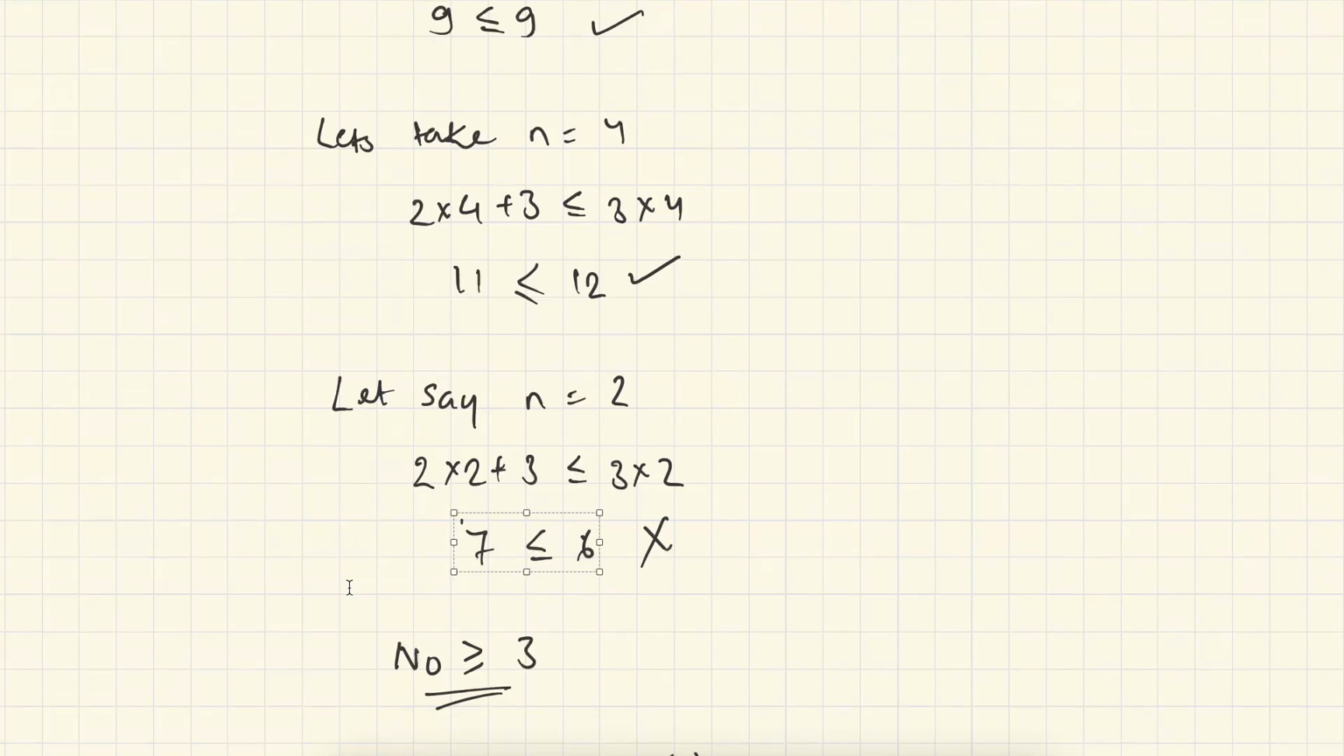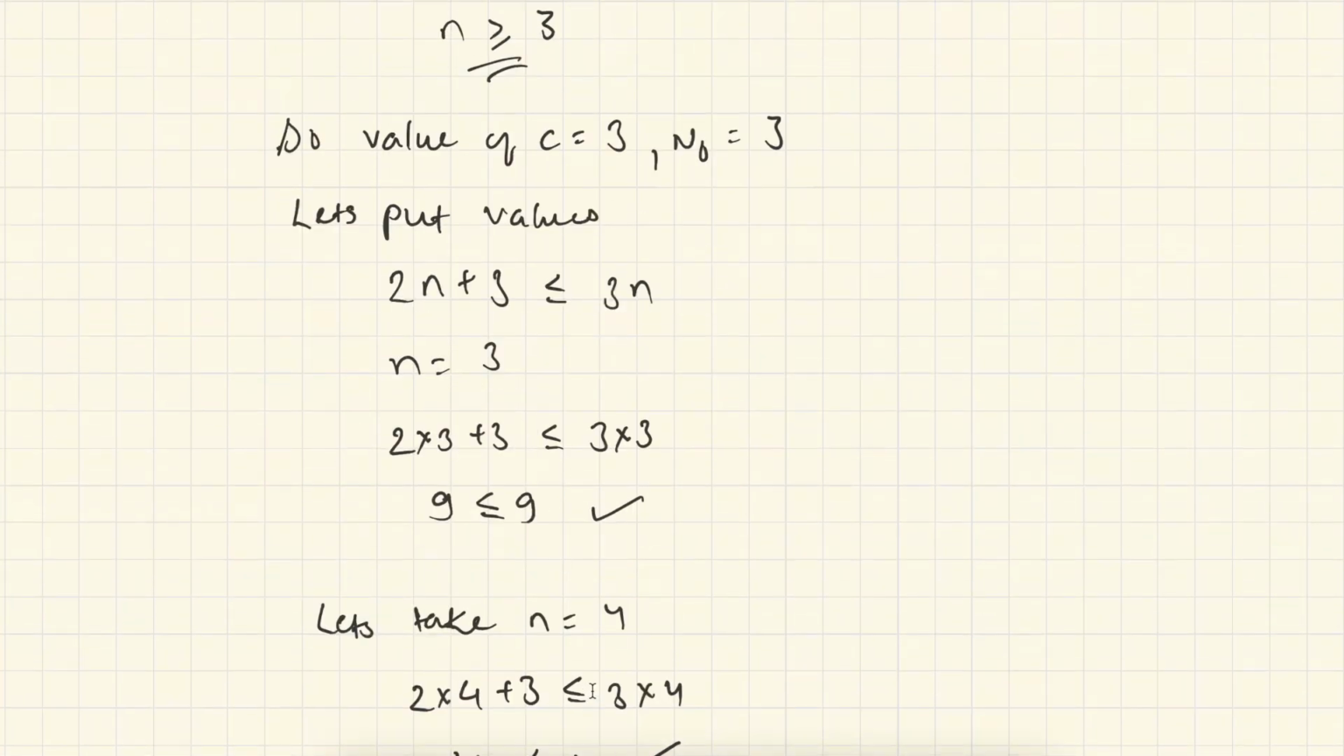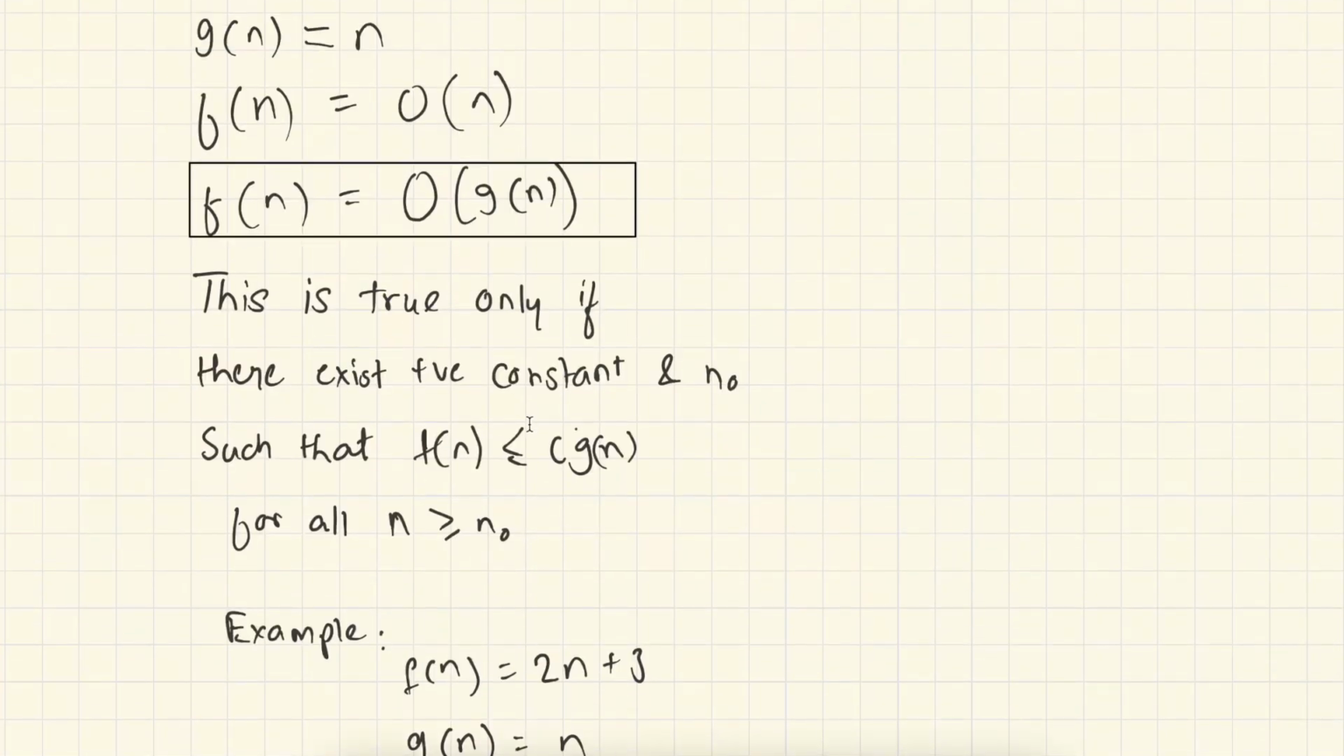As per our mathematical proof, we conclude that n naught is going to be greater than or equal to 3 always, and the value of c is going to be 3, such that f of n is always less than or equal to c into g of n. And based on this value, we can say that the function f of n is equal to big O of g of n.